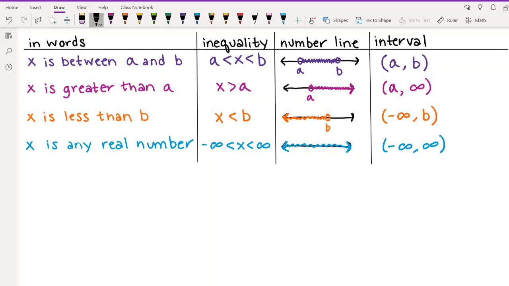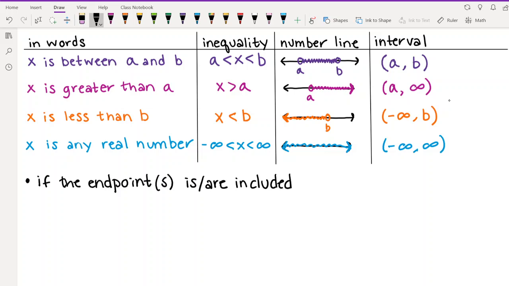Okay, so don't worry if this seems all very general. We'll get into some specific examples in just a moment. I just want to first add a couple of important notes. The first one is something we already mentioned. If the endpoint is or endpoints are included, because some of these only have one endpoint, right? Then for the inequality, we're going to use the symbol less than or equal to or greater than or equal to instead of just less than or greater than.